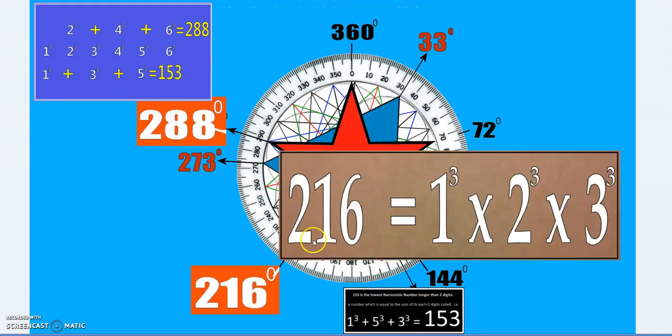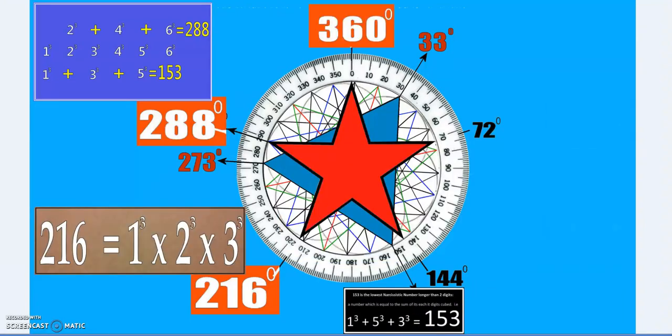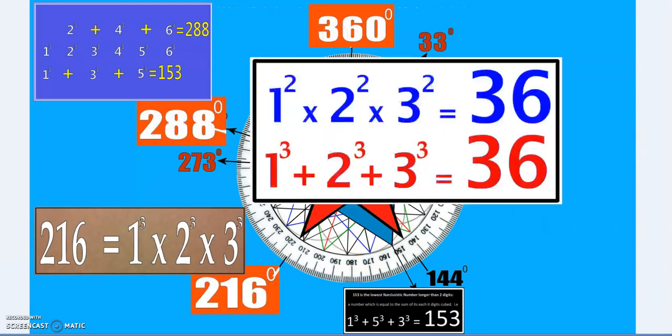Now, 216 in the third dimension, 1 cubed times 2 cubed times 3 cubed equals 216. 1 squared times 2 squared times 3 squared equals 36. 1 cubed plus 2 cubed plus 3 cubed equals 36. The third dimension.